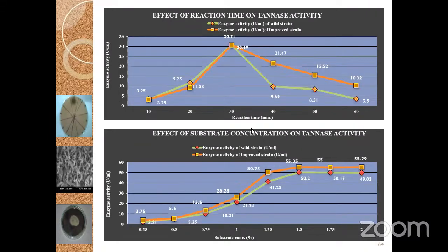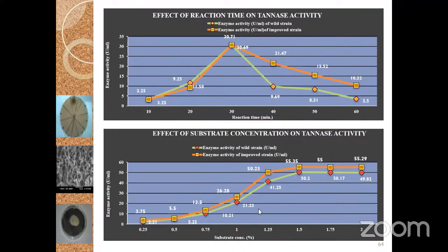Then the effect of substrate concentration and the effect of incubation time, or reaction time, were carried out with respect to that enzyme. It was observed that with 30 minutes, the enzyme shows activity above 25 units per ml, and with an incubation period of 50 minutes, the improved enzyme shows enzyme activity of more than 15 units per ml.